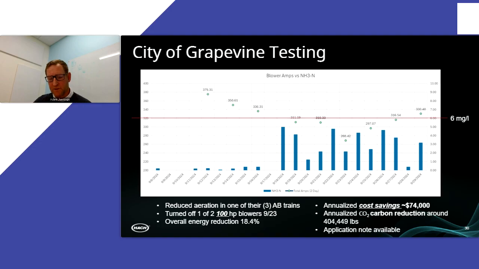The takeaway here is online analytics gives us the ability to even try to optimize our system by reducing aeration at certain times or altogether. In this case, they saved about 18% when you annualize that. That came out to around $74,000 a year if they were to run in this manner throughout the year. There's carbon savings available, so a lot of wins here by having the visibility of online ammonia monitoring with this new NH6000.